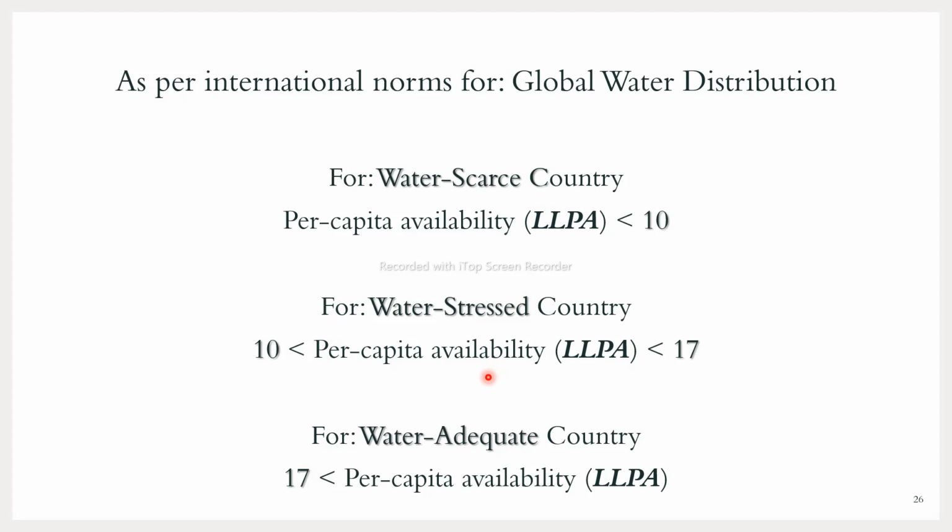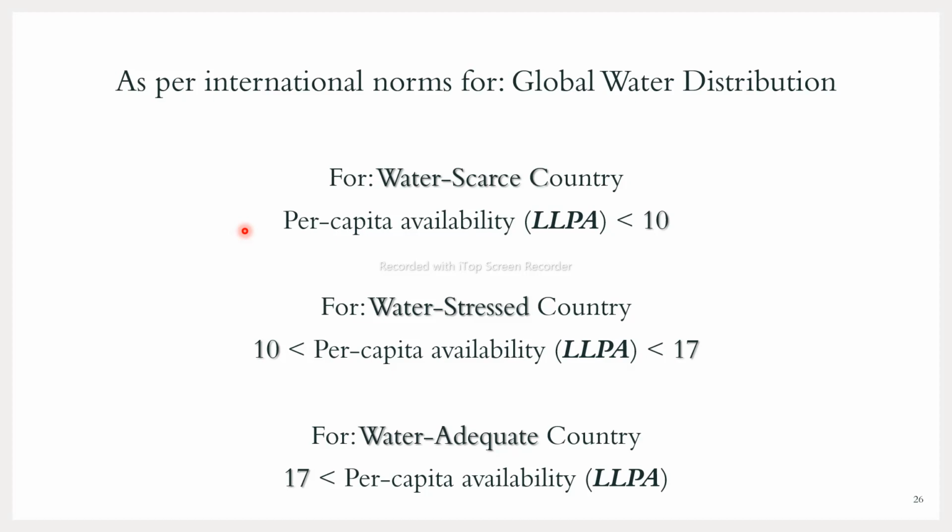If you have seen the lectures, there is a good map which shows the different countries of the world and which category they fall under, scarce, stressed or adequate. Those are very well color coded in the lecture by Dr. Manoj Kumar Tiwari. So if you have watched that lecture, it is a pretty good categorization of the different countries of the world.